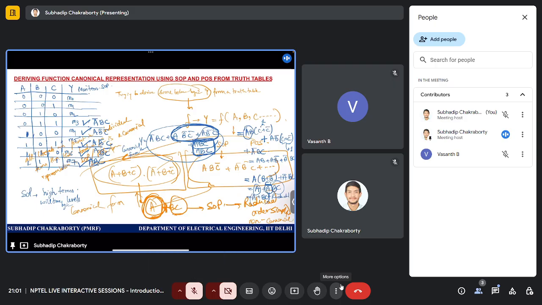But I will teach you these laws again with proofs. So if I give you A plus BC, let's say I give you A plus BC as Y, instead of giving this whole function.